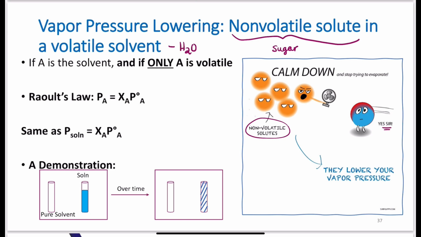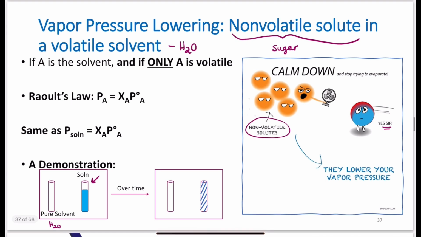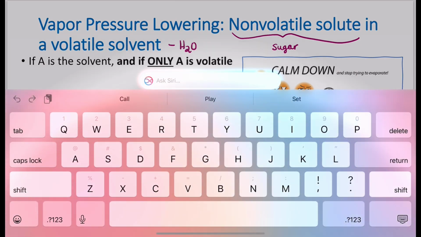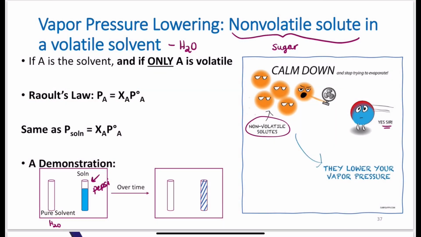So the demonstration down here is showing I've got pure solvent over here, and I'm going to say that this is water, okay? And I've got a solution, and let's say this is some kind of carbonated drink. Let's just say it's Coca-Cola, or let's say Pepsi. I don't really care. My mother loves Pepsi. Let's say it's a Pepsi, okay? Over time, if I leave that container out, eventually all of the CO2 will escape first, and the Pepsi will go flat. But eventually, most of the Pepsi will escape as well.